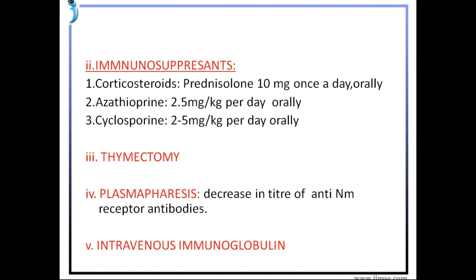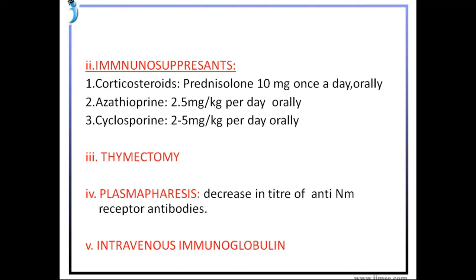Next, one of the life-saving measures is plasmapheresis. What is plasmapheresis? We are making sure that the antibodies are filtered off. When is it used? It is only advisable in non-responders to thymectomy and treatment with steroids and anticholinesterase agents. So whenever the above three kinds of measures are already tried and the patient is still not responding, in such patients plasmapheresis can be done. Plasmapheresis helps to decrease the titers of anti-NM receptor antibodies.